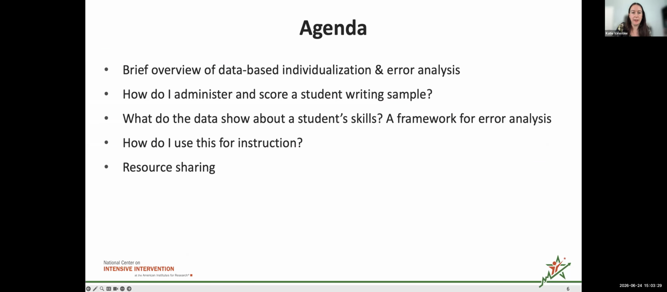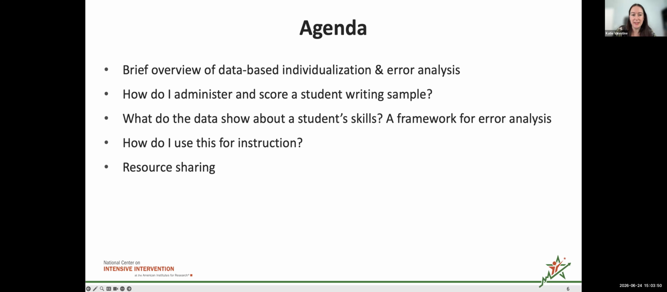So today I'm going to talk through, like I said, an error analysis framework used in writing. I'll begin by providing a really brief overview and contextualizing it within the context of data-based individualization, and what error analysis means for that process.